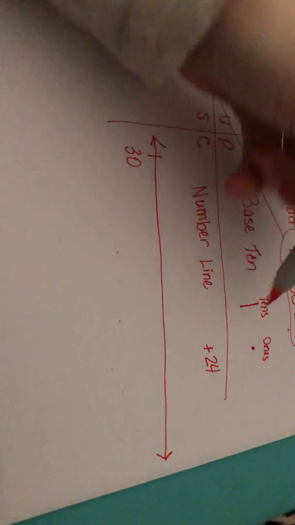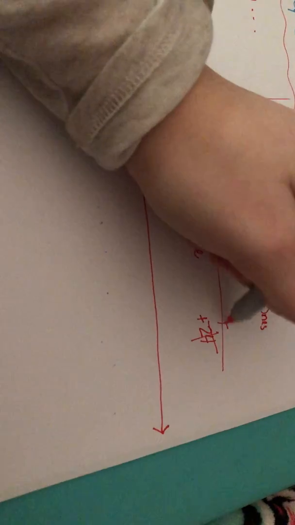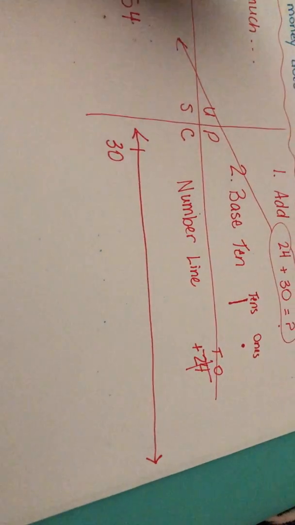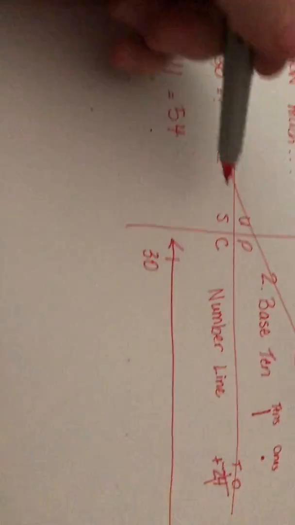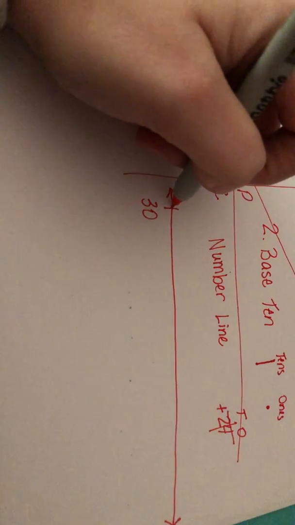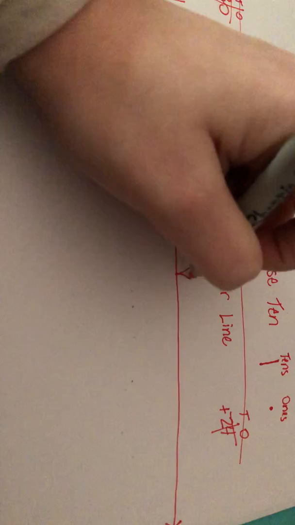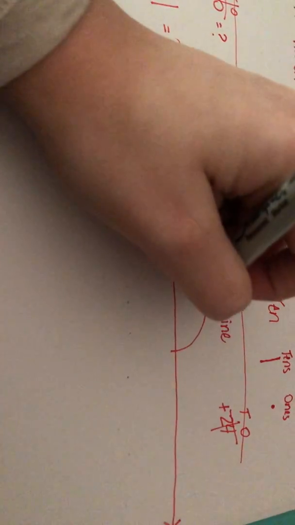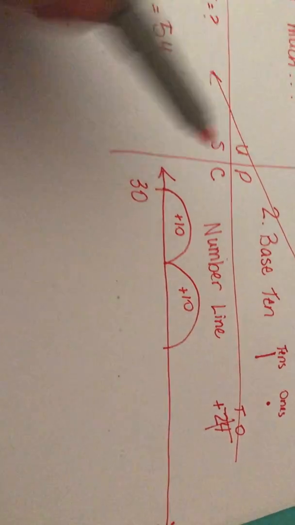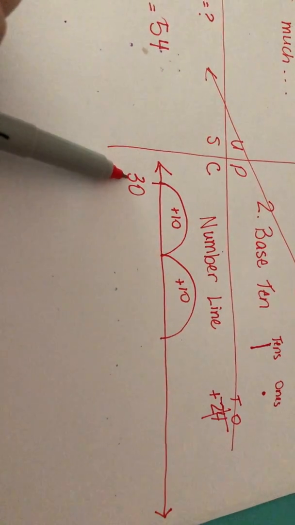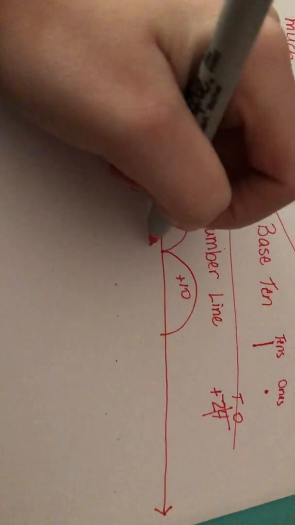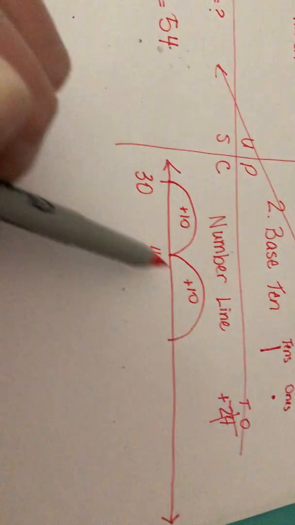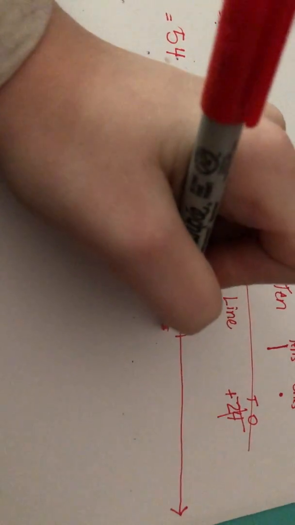And the way we can do that is by breaking the 24 into tens and ones. How many tens are in 24? Well, we've established over here that there's 2 tens, so we're going to jump 2 tens. So 10, 20. And I'm going to write in here plus 10, just to remind myself. Now, we should be able to count by tens, and we know that 10 more than 30 is 40, and we know that 10 more than 40 is 50.